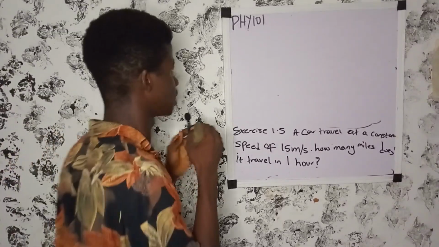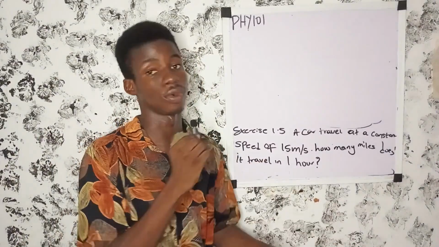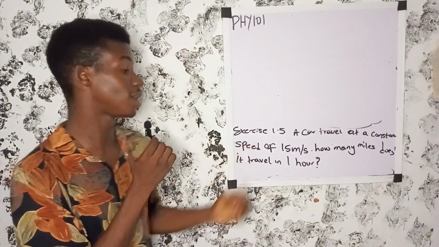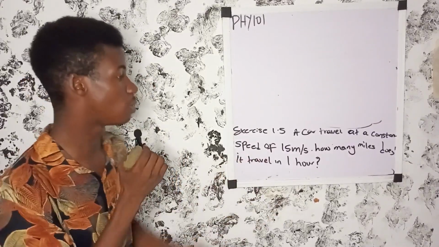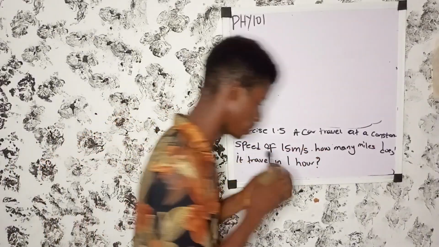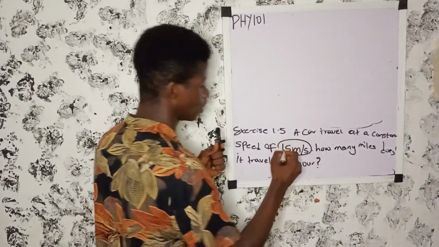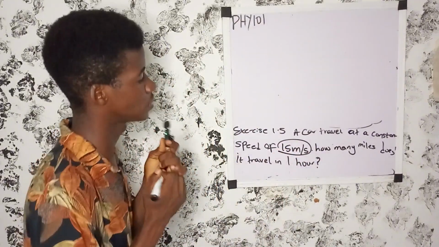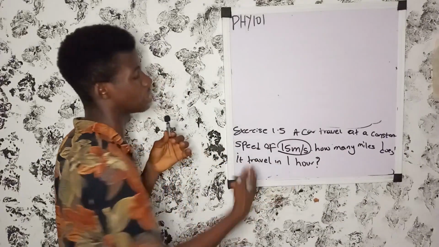Okay, now the last part, exercise 1.5. This is from the back of the chapter 1 textbook in Phys 101. They said a car travels at a constant speed of 15 meters per second. How many miles does it travel in 1 hour?